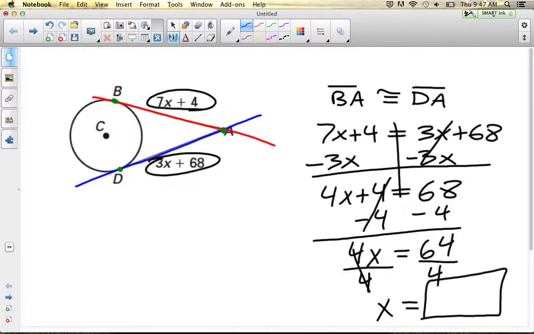But this is, again, what I like to call the two tangents theorem. Two tangents theorem. And all it says, if you have two tangent lines meet at the same point outside the circle, you are allowed to set these segments congruent to each other.